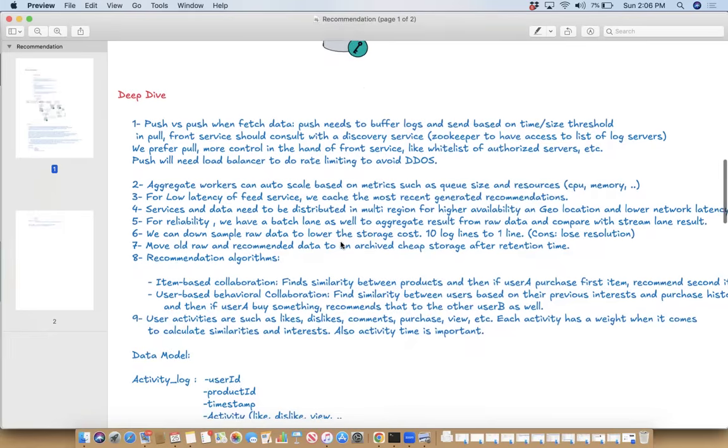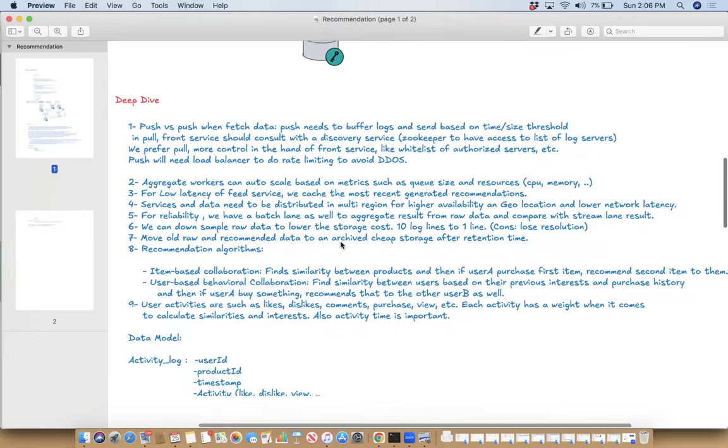We mentioned all these. Number two, aggregate workers can auto-scale based on metrics such as queue size and resources, CPU and memory, to scale independently if needed, based on traffic and resources. For low latency of the feed service, we cache the most recently generated recommendations.